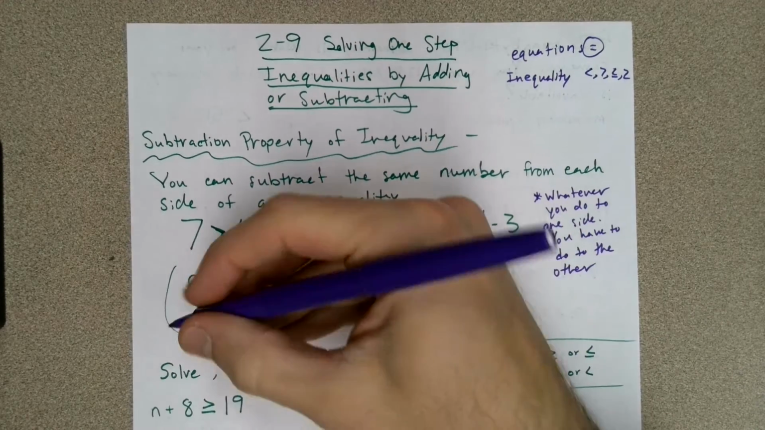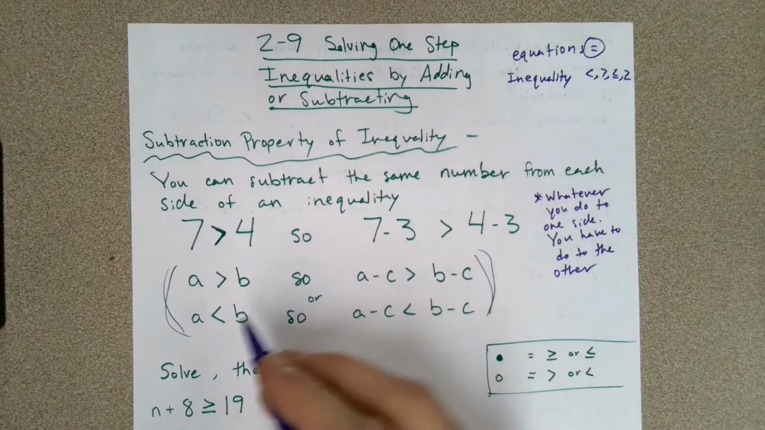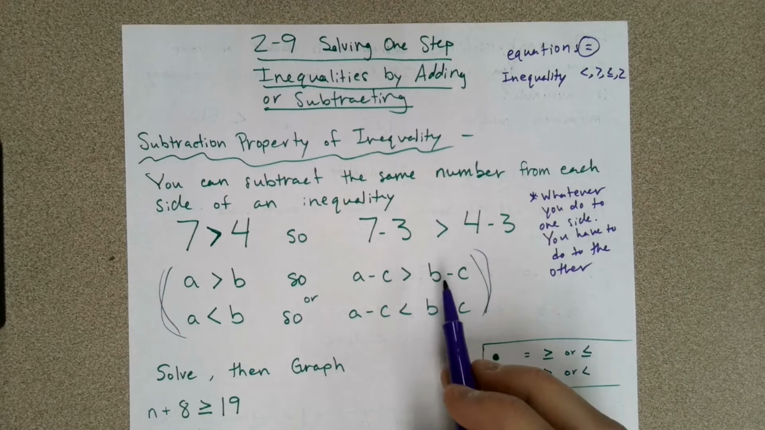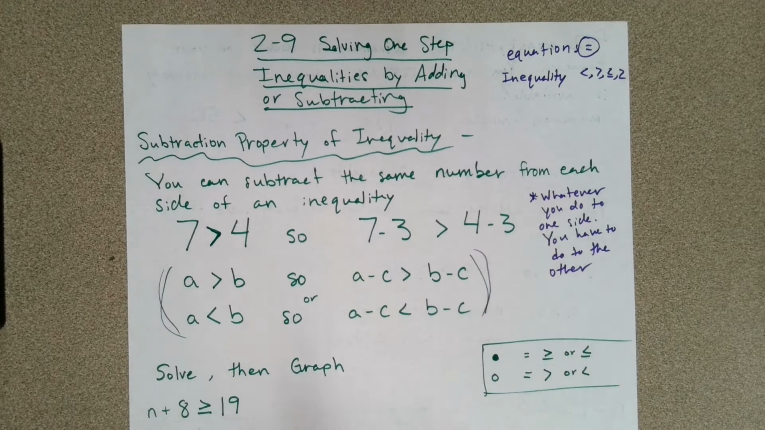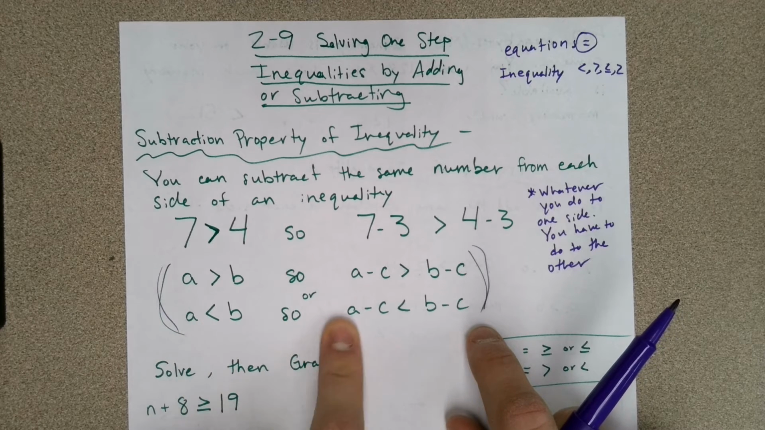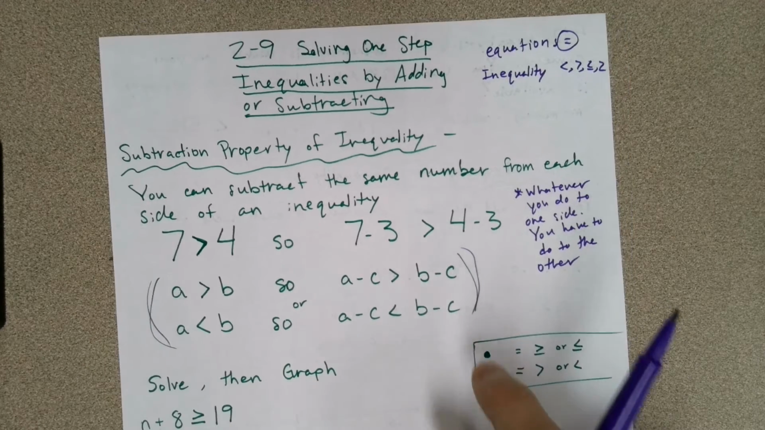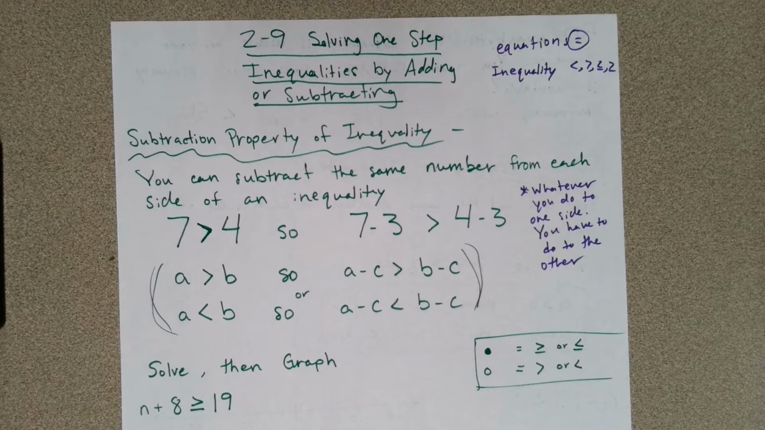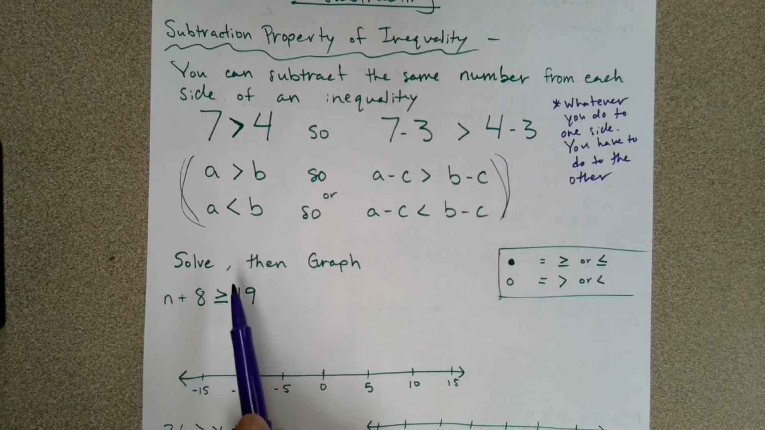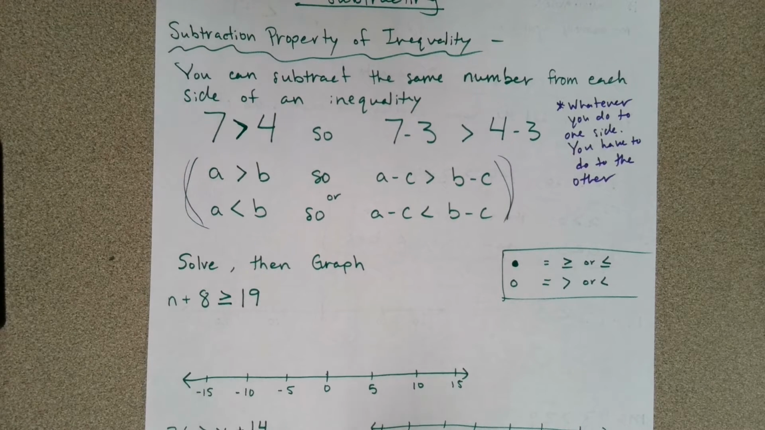Here's a little algebraic version of that. It just tells us A is greater than B, so A minus C, or A minus a number, is greater than B minus C, or B minus a number, as long as those numbers are the same. Same for less than. A is less than B, so A minus C is less than B minus C. It's kind of a lot of mumbo jumbo right now, but once we get some practice here, I think it'll make a lot more sense. So what we're going to try to do is solve, then graph these. Last week we worked on graphing them and solving them. Today we're going to put those two together, and we're going to crush this.